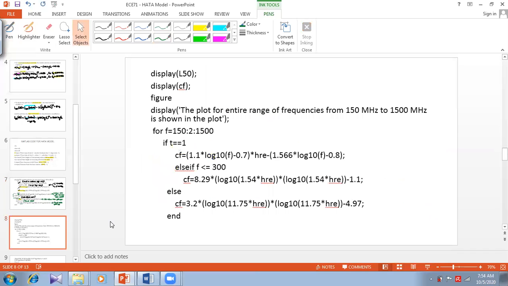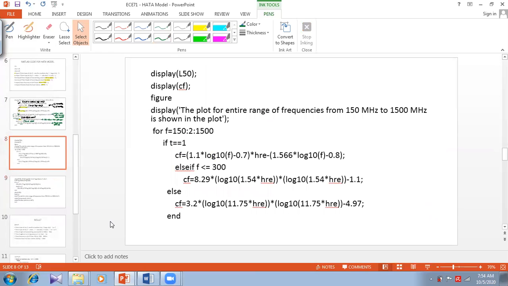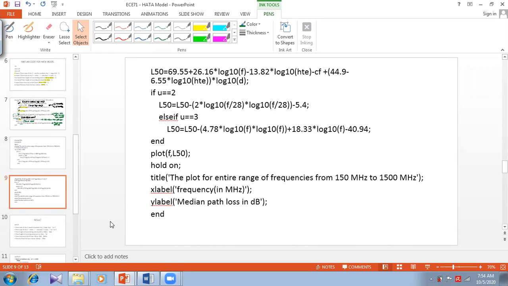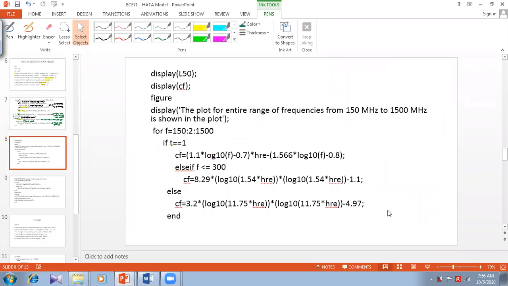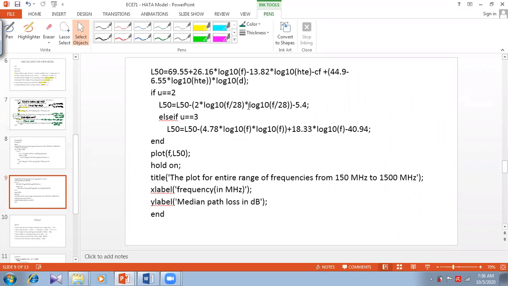And then we can go on to plot your graph and display your results. Just a minute. So we have found out what is the path loss for the urban area, what is the path loss for the suburban area, and what is the path loss for the rural area. So that is what was expected. And then it's all about displaying what we found out. This part is used to display the plot for the entire range of frequency. So we are again computing this and we are directly plotting it. So that is not an issue.